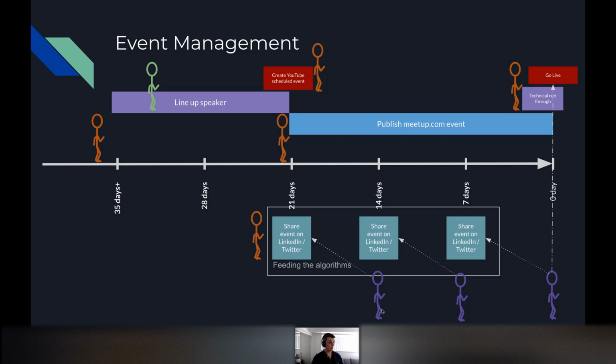that 14-day mark is probably when they're going to be seeing that impression for the first time. Then we share it again at 14 days out, and they'll probably see that one at 7 days out. And then we do a third time. So we try to have three impressions. And if they're on multiple platforms, they're going to have up to six impressions, as well as the meetup.